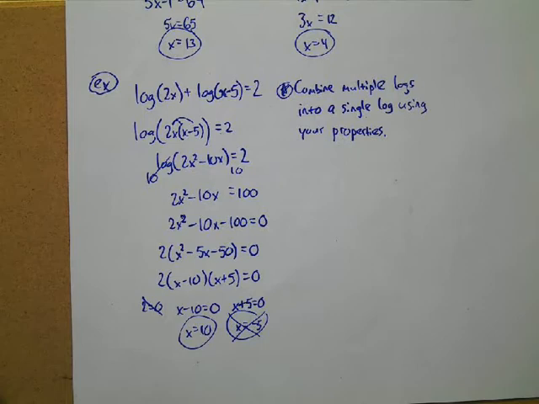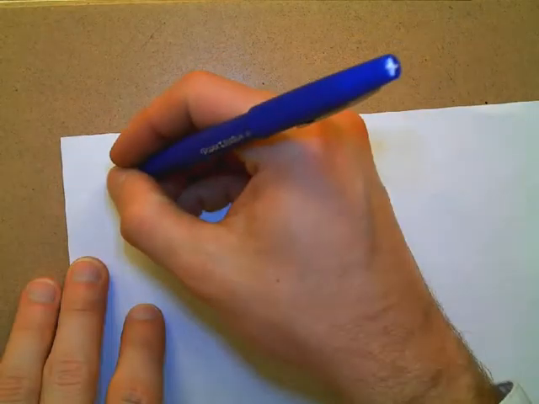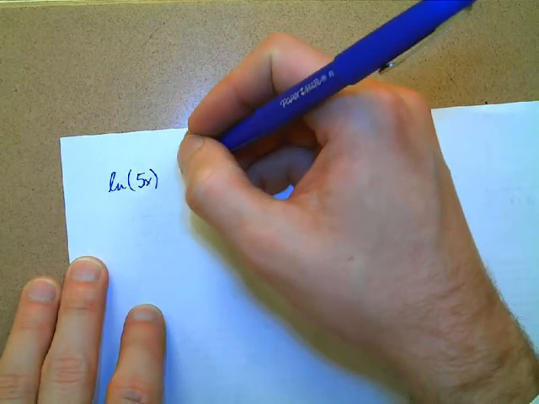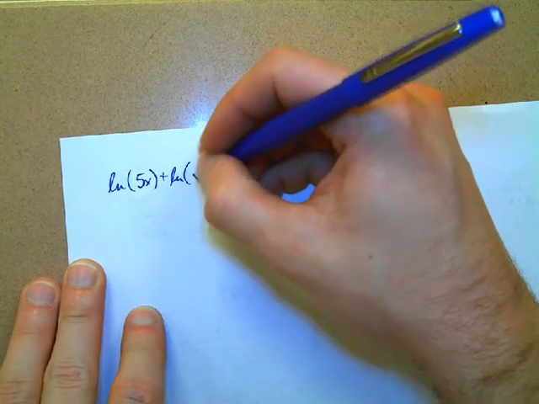natural log of 5x plus the natural log of x minus 1 equals 2. Natural log of 5x plus the natural log of x minus 1 equals 2.